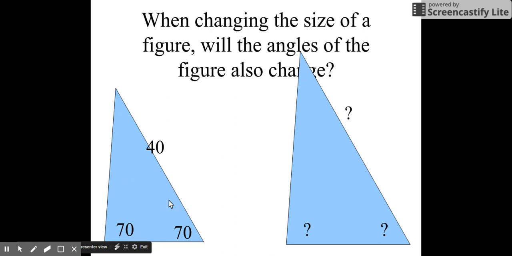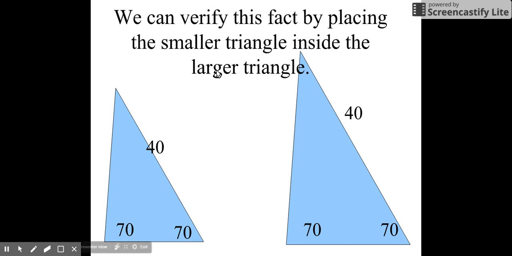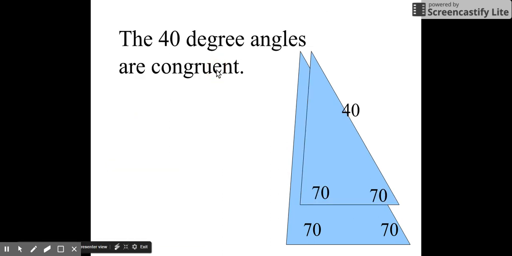And so what will end up happening is if you change the angle, you change the shape, and we don't want that. So, nope. Remember, the sum of all three angles in a triangle must add to 180. If the size of the angles were increased, the sum would exceed 180. And so we would end up having to change what these all were, which means that we're going to change what our shape is. We can verify the fact by placing the smaller triangle inside the larger triangle.